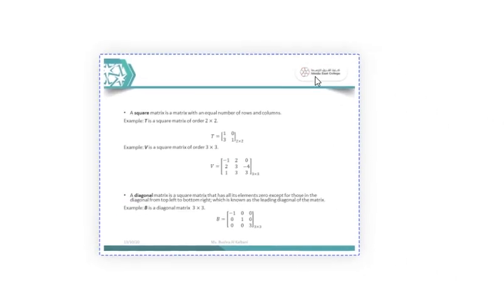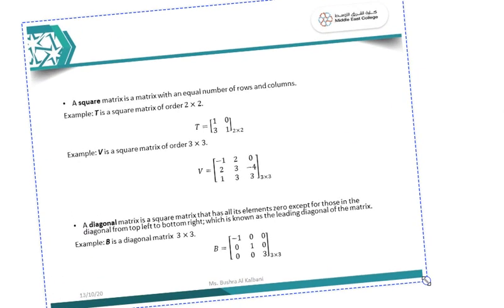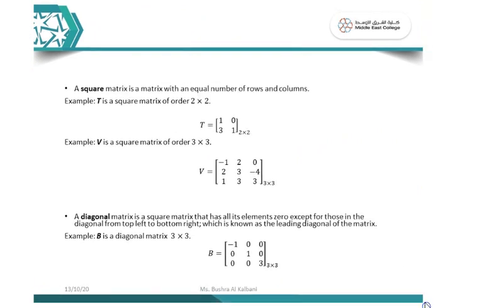And another type of matrix is called a square matrix. Okay, this is a square matrix. We call it a square matrix if the number of rows is equal to the number of columns, for example 2 by 2, 3 by 3, 4 by 4, 6 by 6, 5 by 5. Any matrix in which the number of rows is equal to the number of columns and the shape is like a square, we call the square matrix.